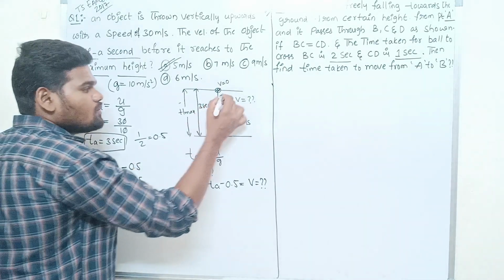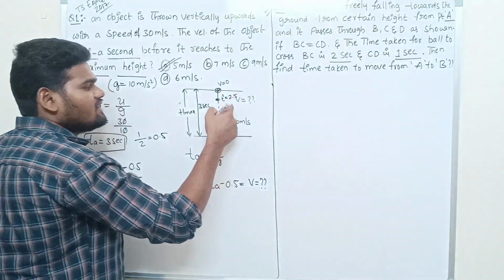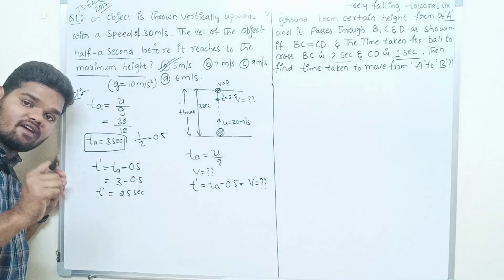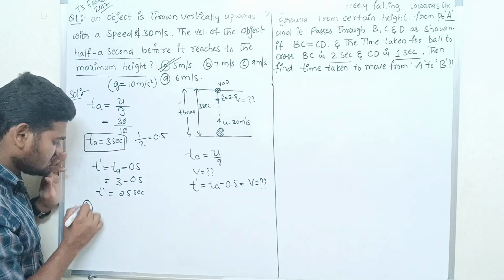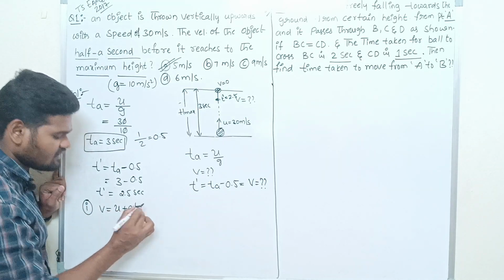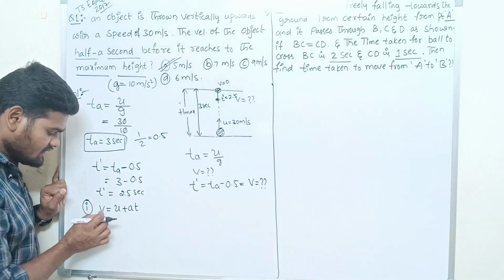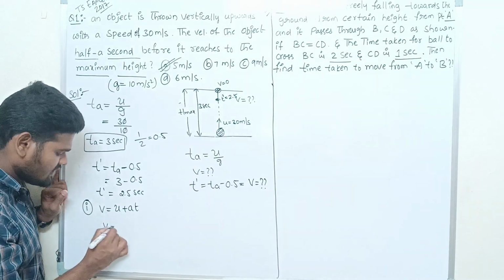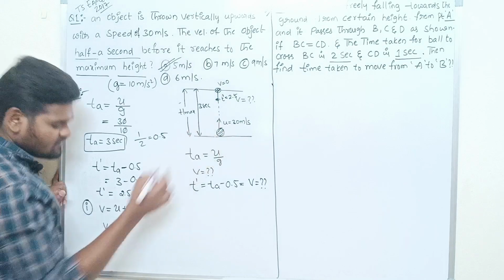So at 2.5 seconds, what is the final velocity we have to find? I'm taking the first equation of motion, that is V = U + AT. We have to find the final velocity. What is the initial velocity of the object?